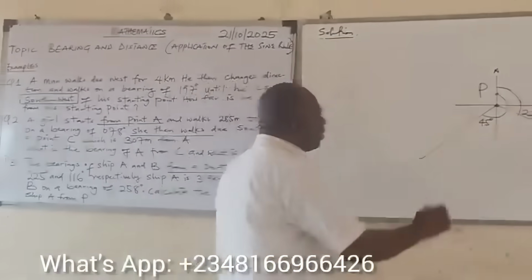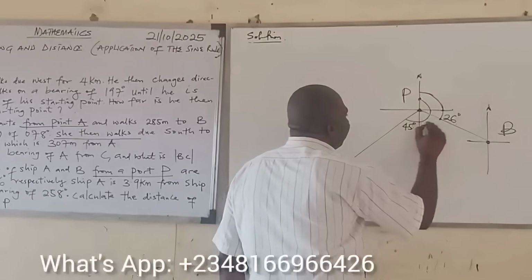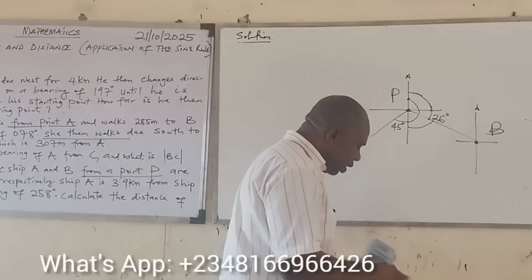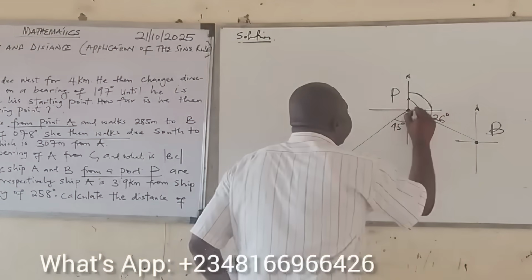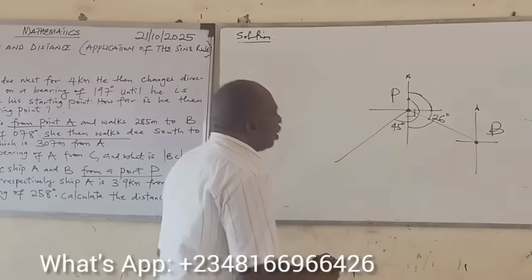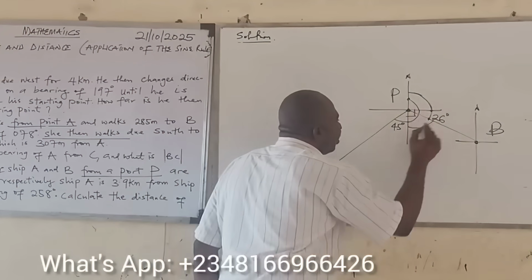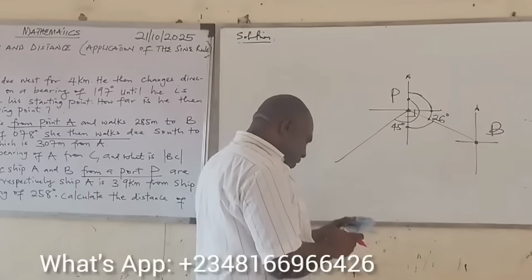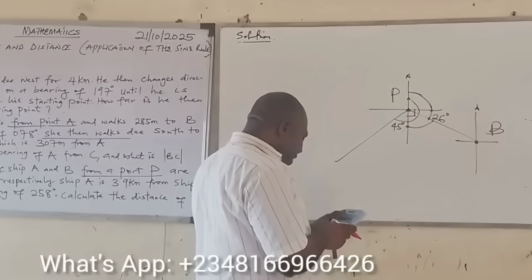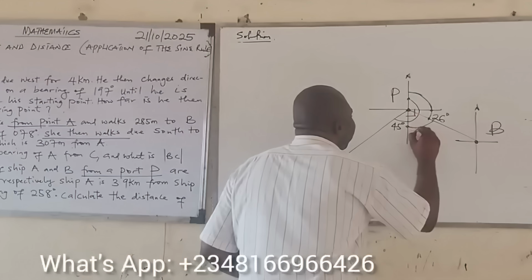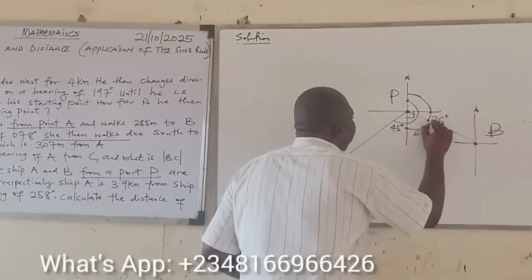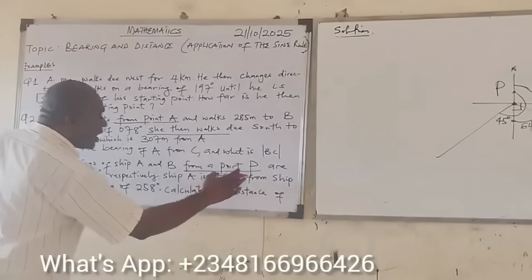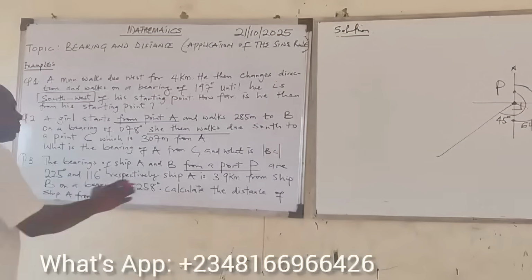So if this is 26, we should know the angle from here to here, because the whole of this is 90 degrees. Let me use my red ink again. The whole of this from this point to this point is 90 degrees. So if this angle is 26 degrees, we are left with 90 minus 26. That will give us 64. So this angle here is 64 degrees.